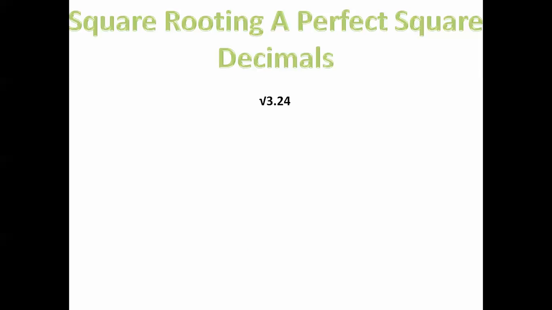Now square rooting a perfect square decimal. The way I like looking at this is we know when we multiply to get 3.24, because we have two decimal places in 3.24, the two numbers that multiply together must have one decimal place each. So the square root of 324, as we know from that list of perfect squares, is 18. We put that back into our blanks and we get 1.8.